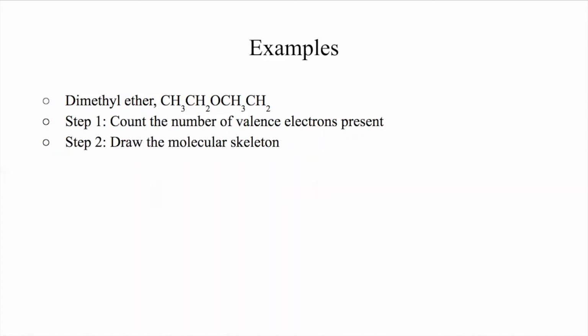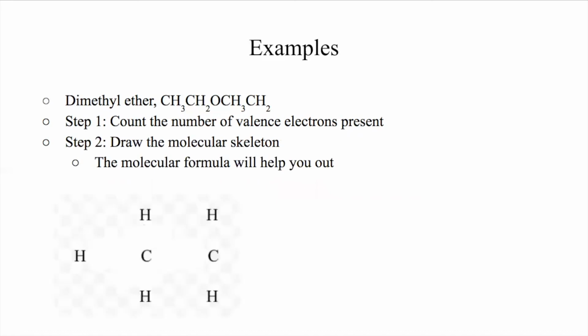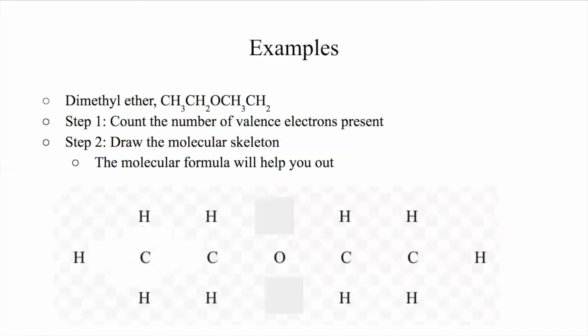Next, let's draw the molecular skeleton. This might seem impossible, but remember that the molecular formula is often written to help you out. We know that there will be 2 carbon atoms with hydrogen surrounding them, then an oxygen atom, then 2 more carbon atoms with hydrogens. Even if we had the molecular formula written differently, we just have to remember, symmetry is always key, so we end up with this.